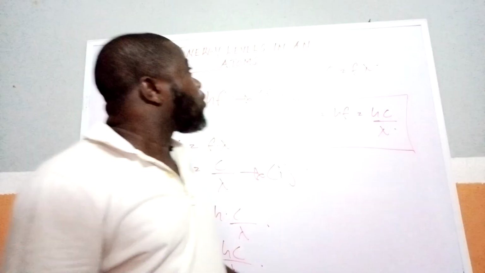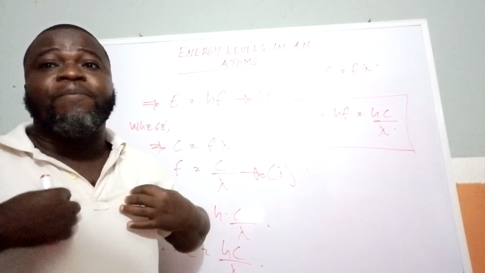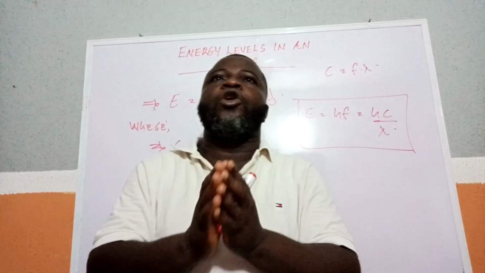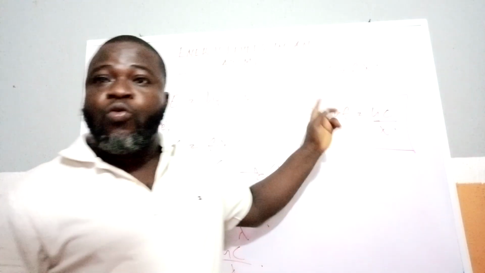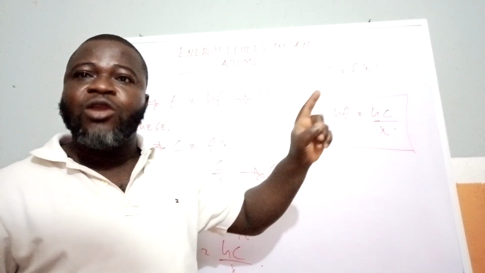Welcome back. Let's continue with our energy level in an atom. I've given you the general formula of the Planck constant, which only talks about the energy of a photon, or quantum. You know that the formula is E equal to hf.